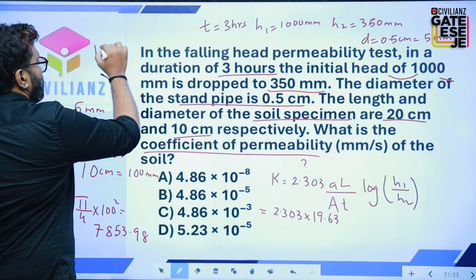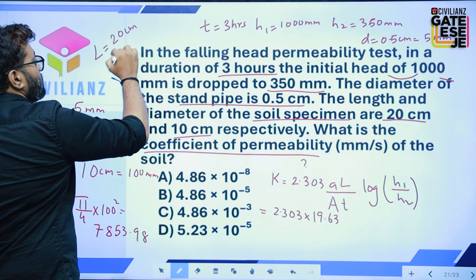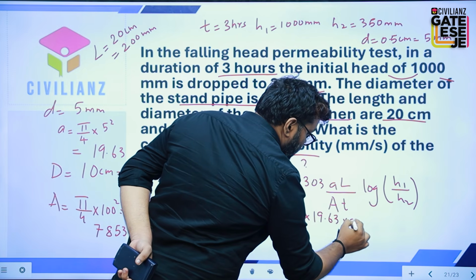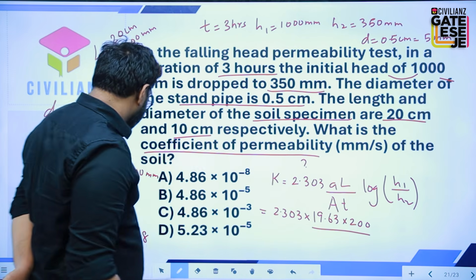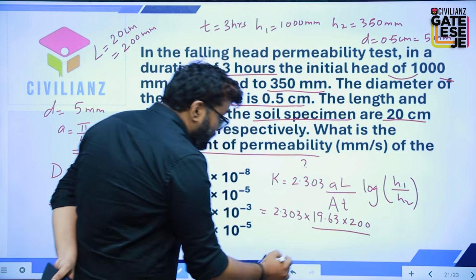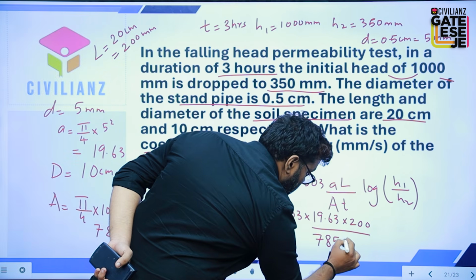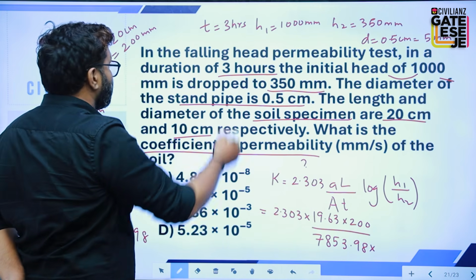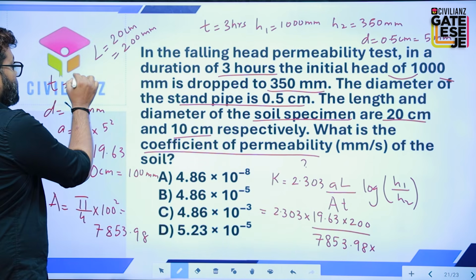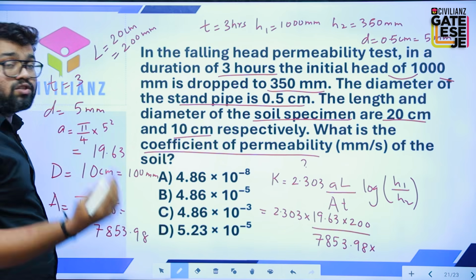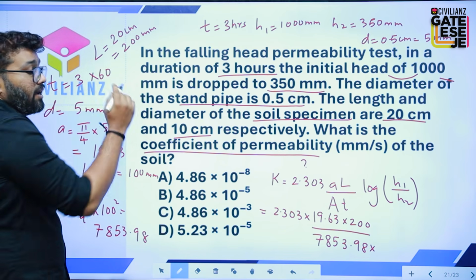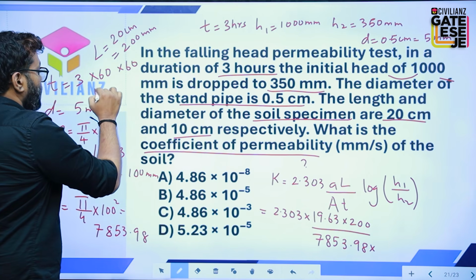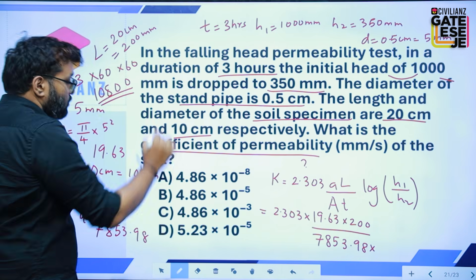L is equal to 20 centimeter, which is equal to 200 mm, into 200 divided by capital area, which is 7853.98, into time. Time is given as 3 hours. 3 hours to minutes is into 60, and minutes to seconds into 60. So 6 into 6 is 36, which gives 10800 seconds.